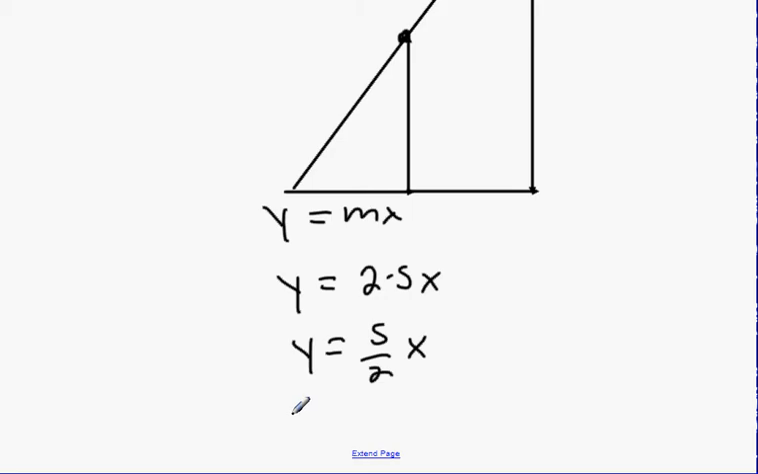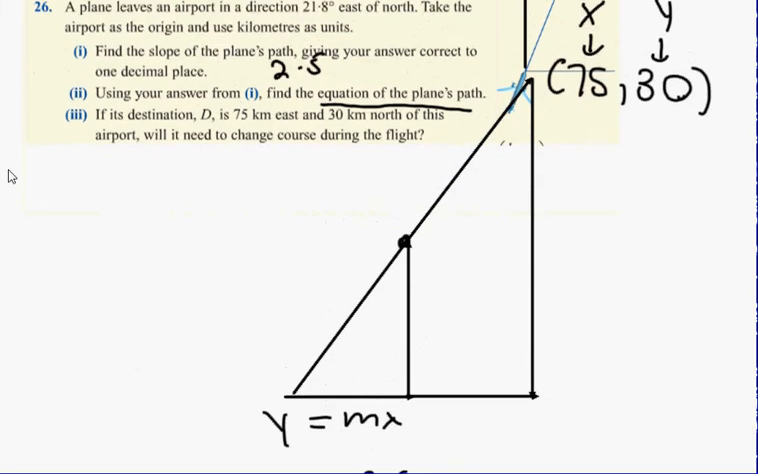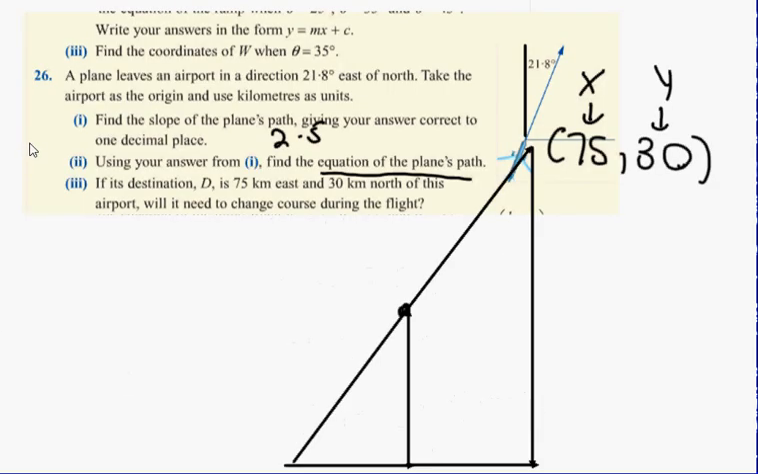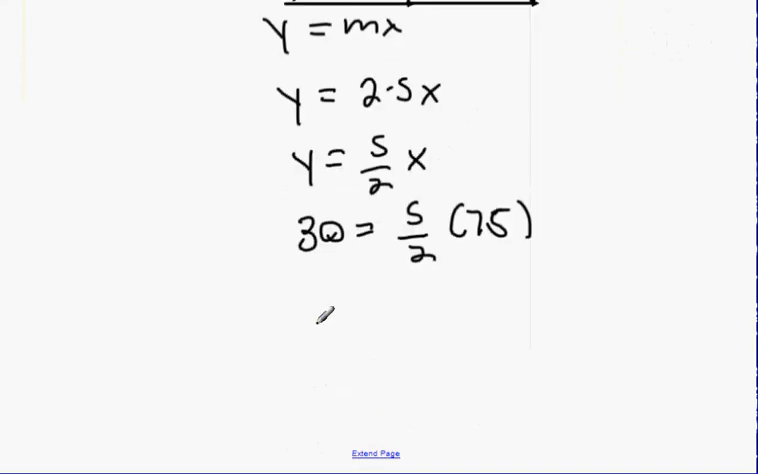Is 30 equal to 5 over 2 times 75? I'm thinking no. Actually, we don't need to do that. What's 2.5 times 75? Okay, 30 is not equal to 187.5. This means the plane has to change its course to reach the destination. Is that alright? Okay.